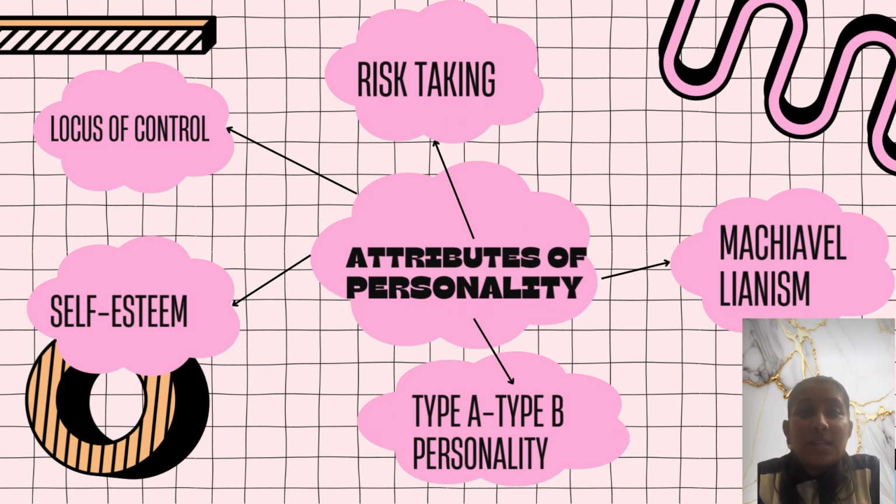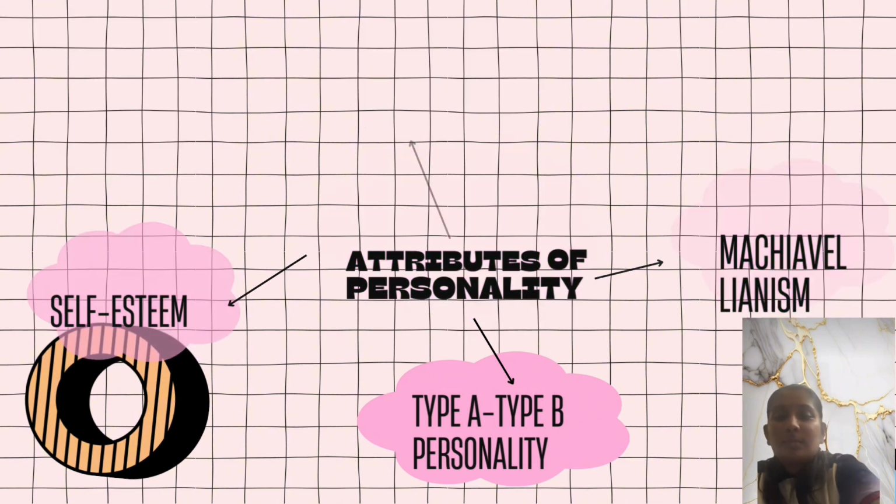Type A personality is associated with time urgency, aggressiveness, hostility, and competitiveness. Type B personality, in contrast, is the one low on these traits.